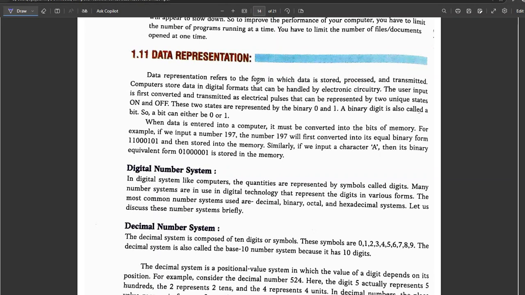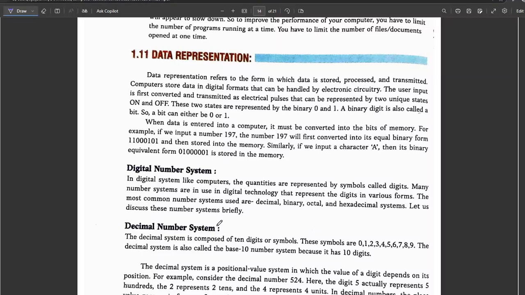So with these two digits, we can represent any number, or a number of any value. That is why it is called binary number system, since it has only two digits or symbols to represent any number. Another number system we studied is the decimal number system.